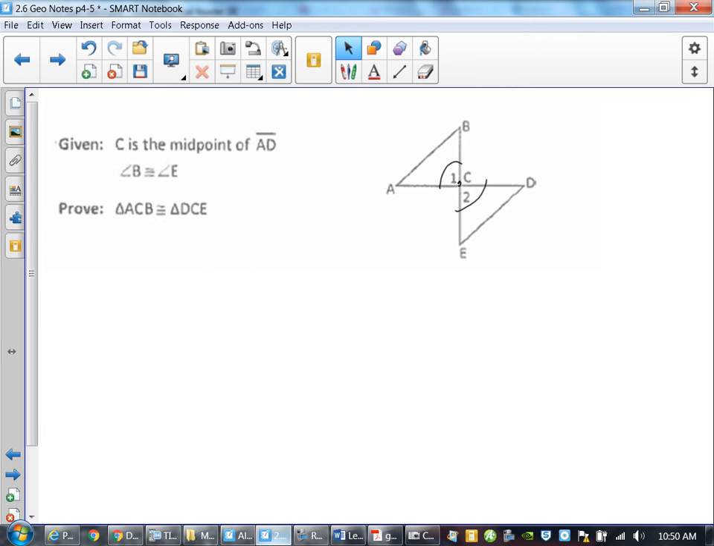This is just point C. That's all it is. It says that C is the midpoint of AD. So if C is the midpoint of AD, you get AC and CD equal to each other. And then here it says that B is congruent to E, and they want to show that those 2 triangles are congruent. Well, eventually we can say that because with all that information along with the vertical angles, we have angle, angle, side, which is a way to prove the triangles are congruent. We'll get there in a couple of weeks.